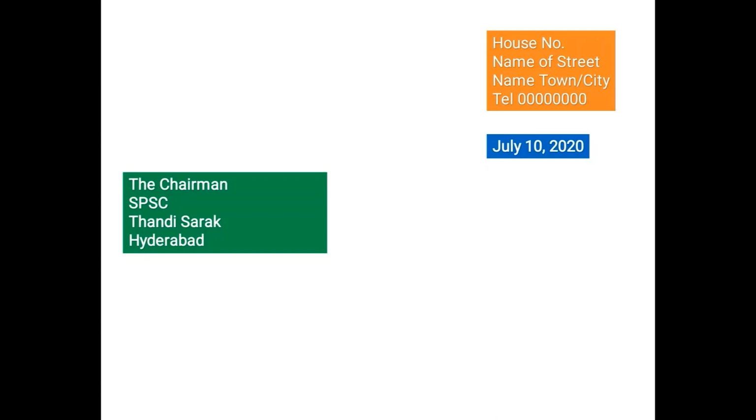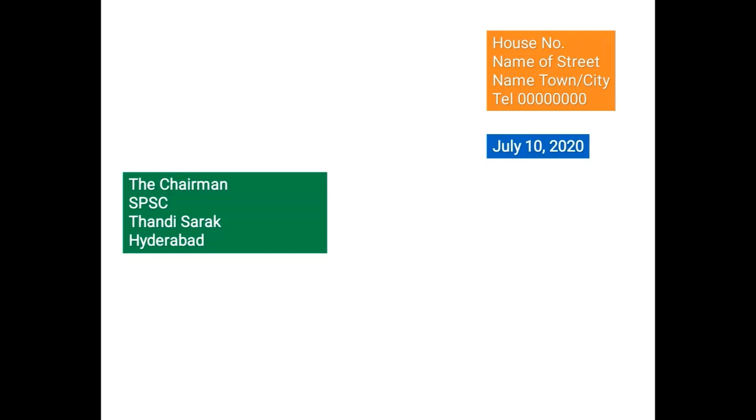Viewers, I have given a sample address here. You can see it in a green corner. The Chairman, Sindh Public Service Commission, Thandi Sadak, Hyderabad. So this is the particular area where you have to put the address of a receiver.